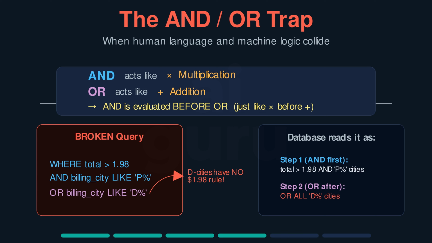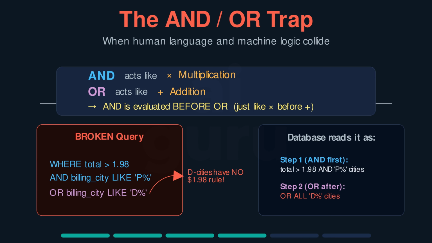SQL does not. If you run that code exactly as you typed it, you will get a completely compromised set of data back. Okay, break down the mechanism for me. Why does the database misunderstand that query? Because SQL processes logic the exact same way it processes mathematics.